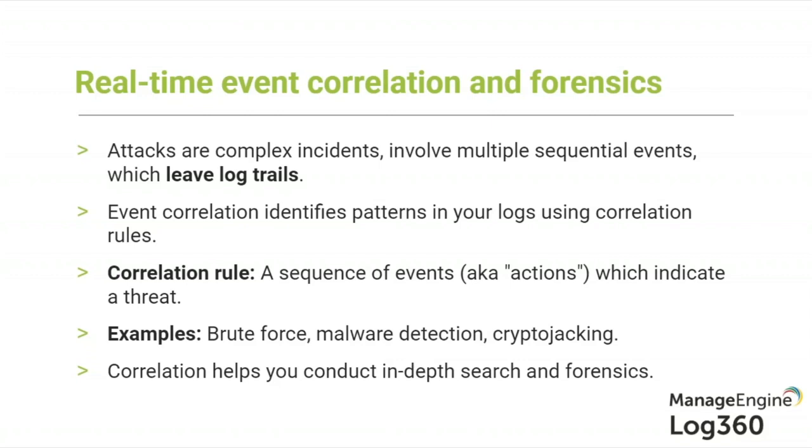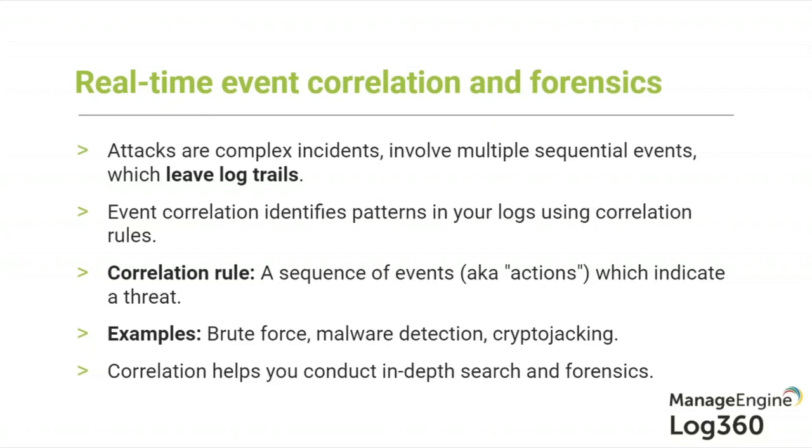So, event correlation identifies these patterns using something known as correlation rules. A correlation rule is simply like a template. You can think of it like a template or a specific pattern which indicates a threat. So event correlation compares your real time logs with these correlation rules, and anytime there's a match, it immediately alerts you.